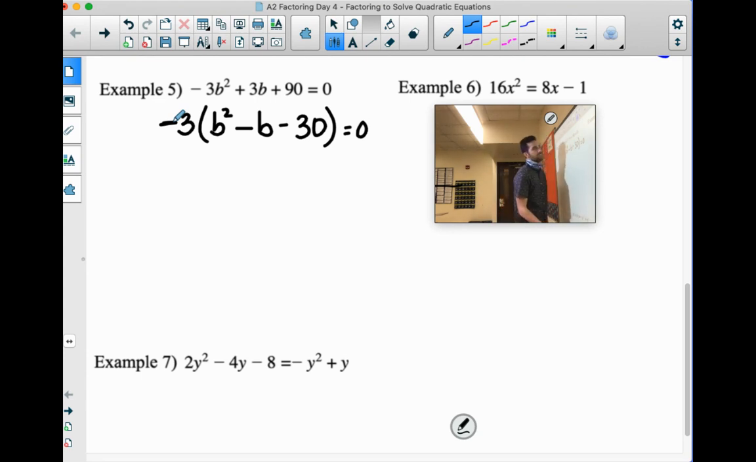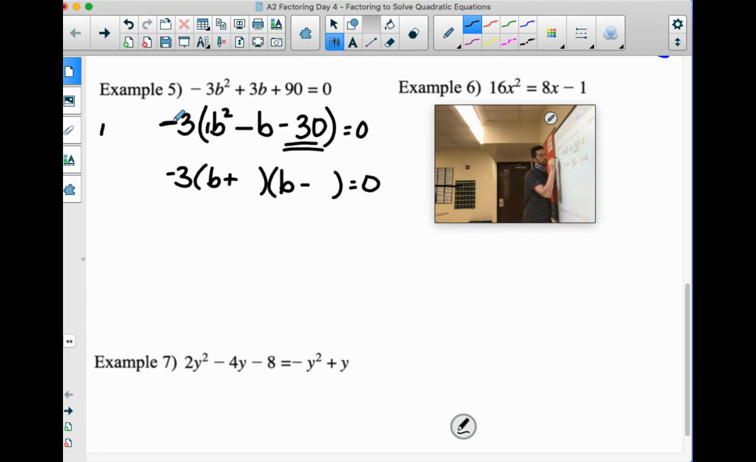So if you look inside, I see the first term is 1. Great. So we can look right at the end there. Negative 30 means 1 positive and 1 negative. Factors of 30, we're looking for ones that are 1 apart. So 1 times 30, 2 times 15, 3 times 10, or 5 times 6. 5 and 6 are 1 apart. So if they add up to negative 1, it'd have to be minus 6 and plus 5.